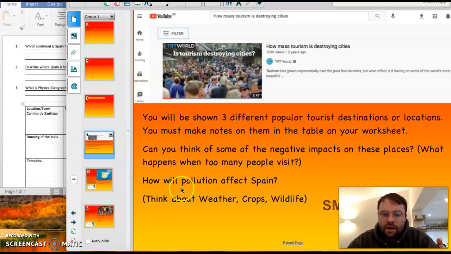Also have a little think about how will pollution affect Spain. Okay, so we've already looked at things like the crops that live there. How would pollution affect those crops? Don't forget about the weather. How would pollution affect the weather? And wildlife, the things that live and grow naturally in Spain. How will the negative impacts of pollution affect these things?